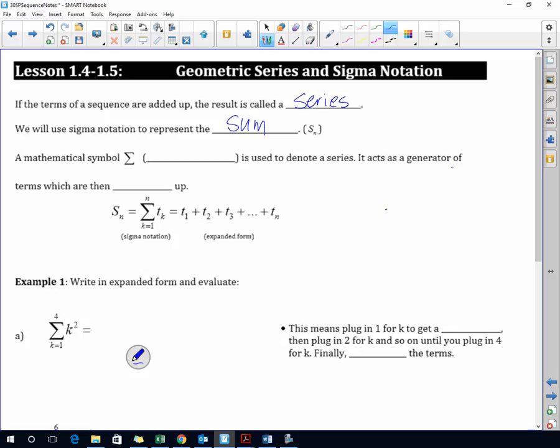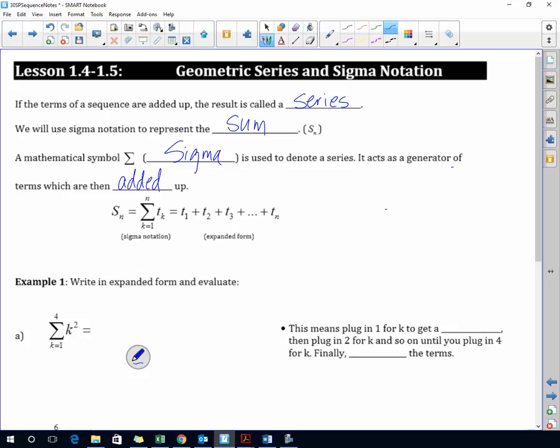It acts as a generator of terms which are then added up, or summed up. So what this really means is Sn is the same thing as this scary looking symbol. Essentially it tells you what the first value is that you plug in, up to the end. If you start at 1, 1 goes in there and you have term 1. Then the next one, term 2, then 3, then 4, and it goes all the way up to n. The top is the ending.